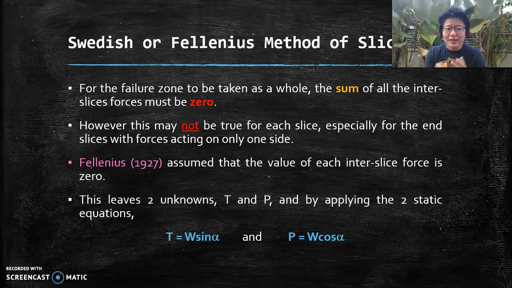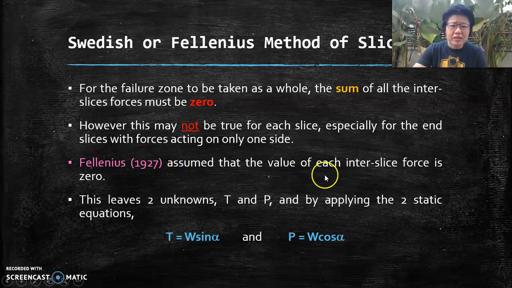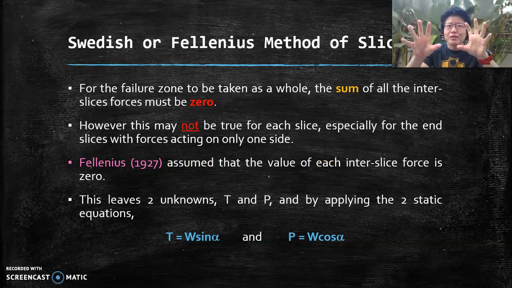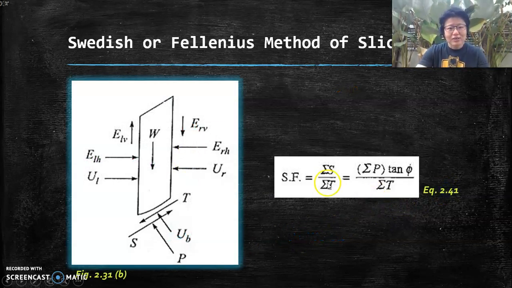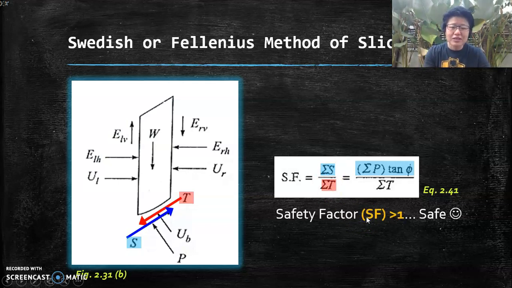So in order to counter that, Fellenius in 1927, he's a Swedish guy, came up with a simple assumption. Just assume that the value of each interslice force is 0. So once you do that, it simplifies to equilibrium, total force 0 for each side, and it becomes T is W sine alpha, P is W cosine alpha. So that makes it determinate. So simply put, your safety factor for the slope will be the driving force coming down and the resisting force. It's just a matter of how much resistance over how much driving force. So obviously it has got to be more than 1. If not, it is not going to be safe, right?